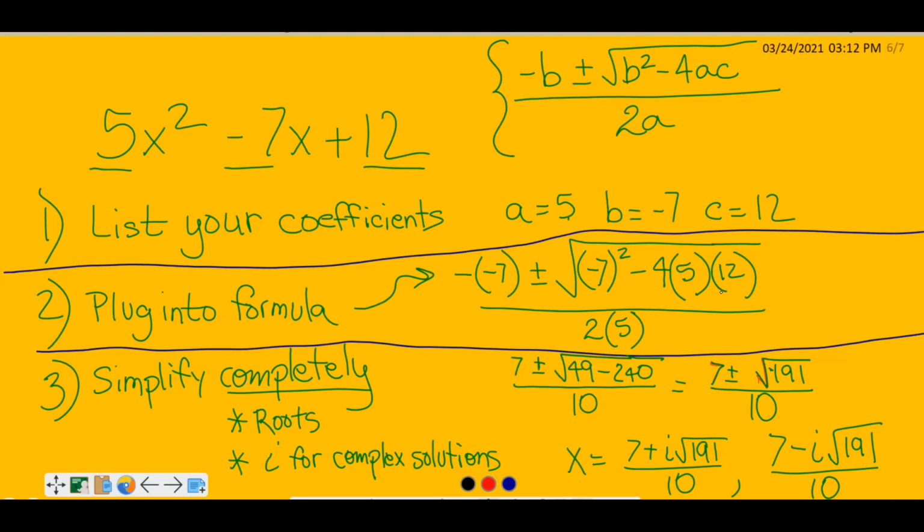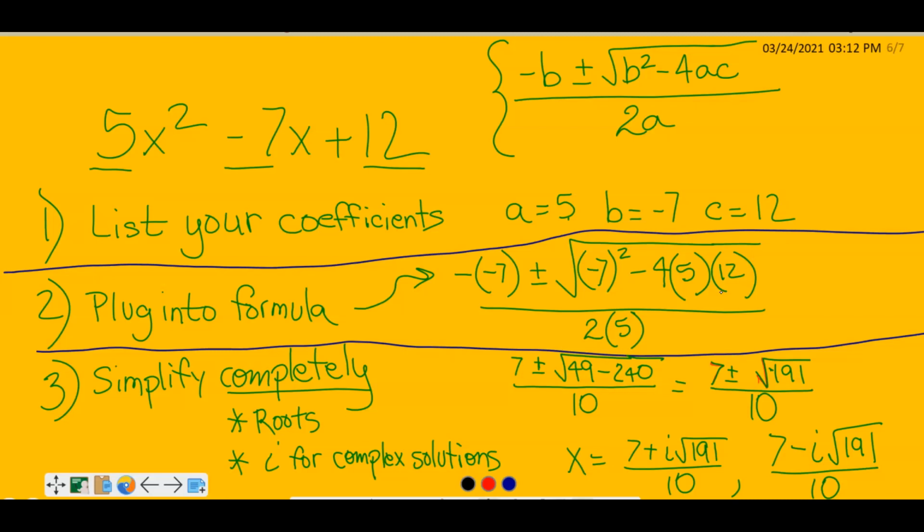Third step, simplify completely. Okay? That means you have to simplify your square roots and factor out your i for the square root of negative 1 if you end up having complex solutions, which we actually did end up having. So this is how I strongly suggest that you do it. You do what's under the square root sign first. Okay, so I did that. I simplified that first. I've got 49 minus 240, which turns out to be a negative 191.